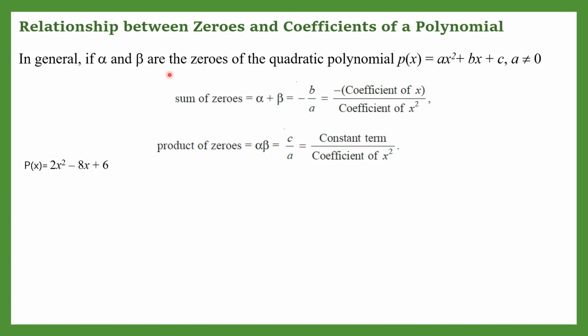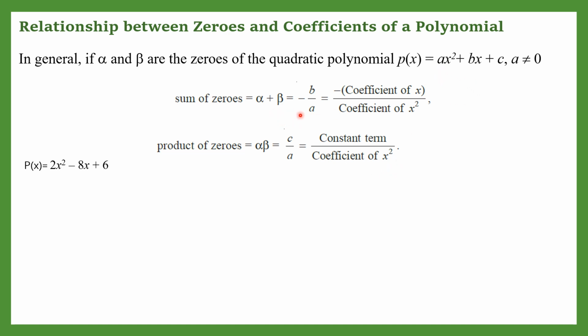In general, if alpha and beta are zeros of the quadratic polynomial p of x, that is ax square plus bx plus c, then the sum of the zeros will be equal to minus b by a. That means minus b is nothing but the coefficient of x, and a is nothing but the coefficient of x square. This is the sum of zeros. The product of zeros, that is alpha into beta, will be equal to c by a.